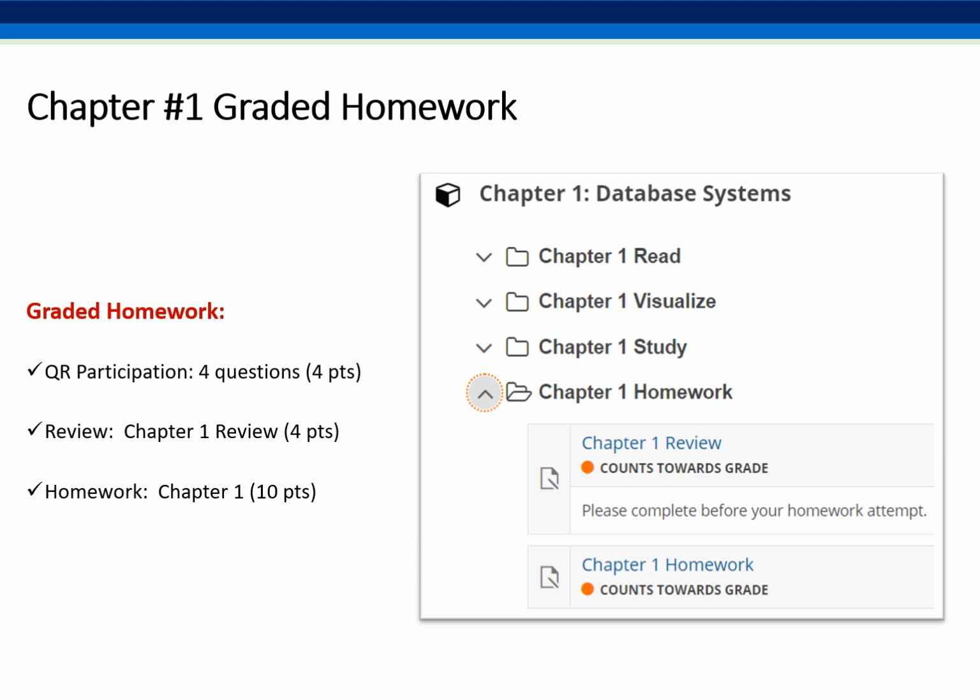All right, this brings us to the end of our chapter. For this chapter, we have the 4 questions for the QR as homework, so please make sure you do those. We also have a critical thinking review. I'd like you to do this review. It's in Canvas, which clicks over to Cengage. It just gets you going again on what is a field and what is a record before you start the homework.